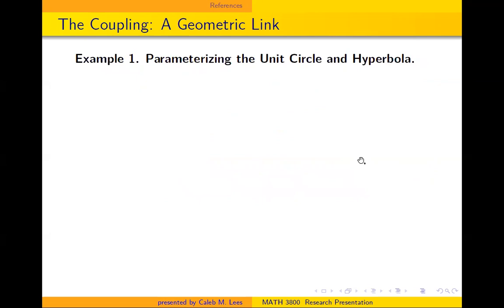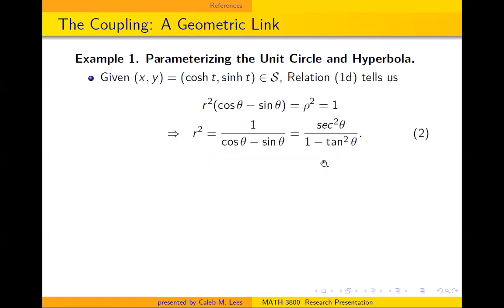To give a little bit of motivation, I'm going to start off with an example. We're going to parameterize the unit circle and the unit hyperbola in their opposite coordinate representations, okay? Let's start with a point (x, y) on the unit hyperbola, (cosh t, sinh t), in the subset that we're dealing with. Relation 1b on the previous slide tells us that r squared times (cosine squared theta minus sine squared theta) is rho squared, but that's equal to 1 because we're on the unit hyperbola. Rearranging that, we end up with equation 2 right there, which is the hyperbolic coordinate representation of the unit circle, okay?